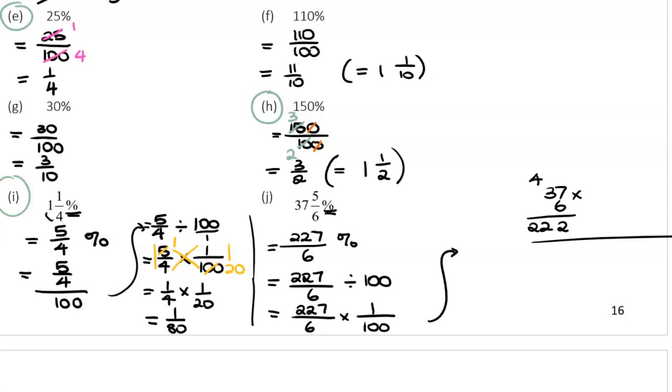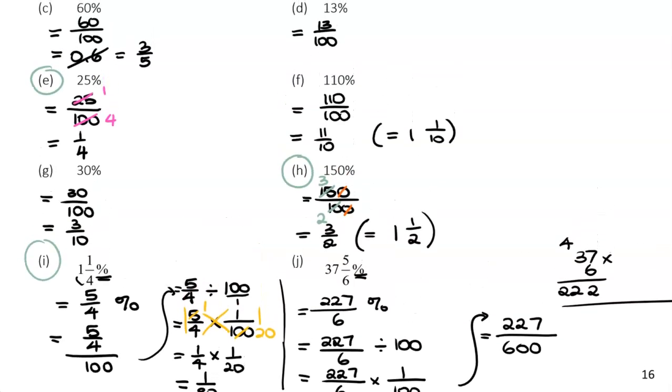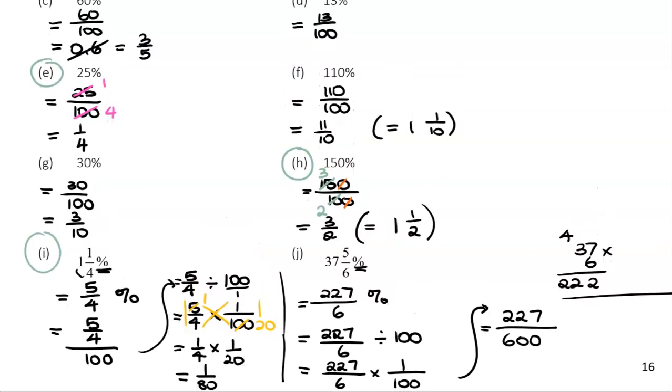And anything in this direction? Perhaps not. Is 227 divisible by 3? 2 plus 2 would be 4, plus 7 is 11. Not divisible by 3 or by 9. So let's just multiply across the top and the bottom. So we get 227 over 600. And no, can't think of any common factors there. So I think we're all good. Let's have a look at the next examples.